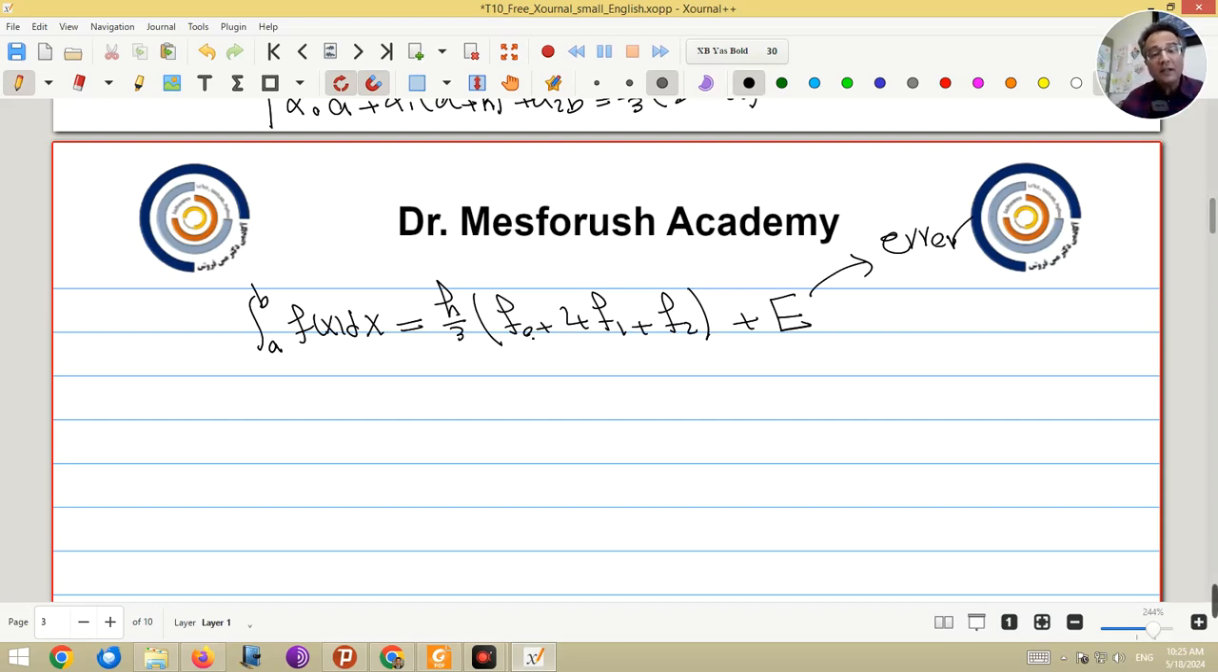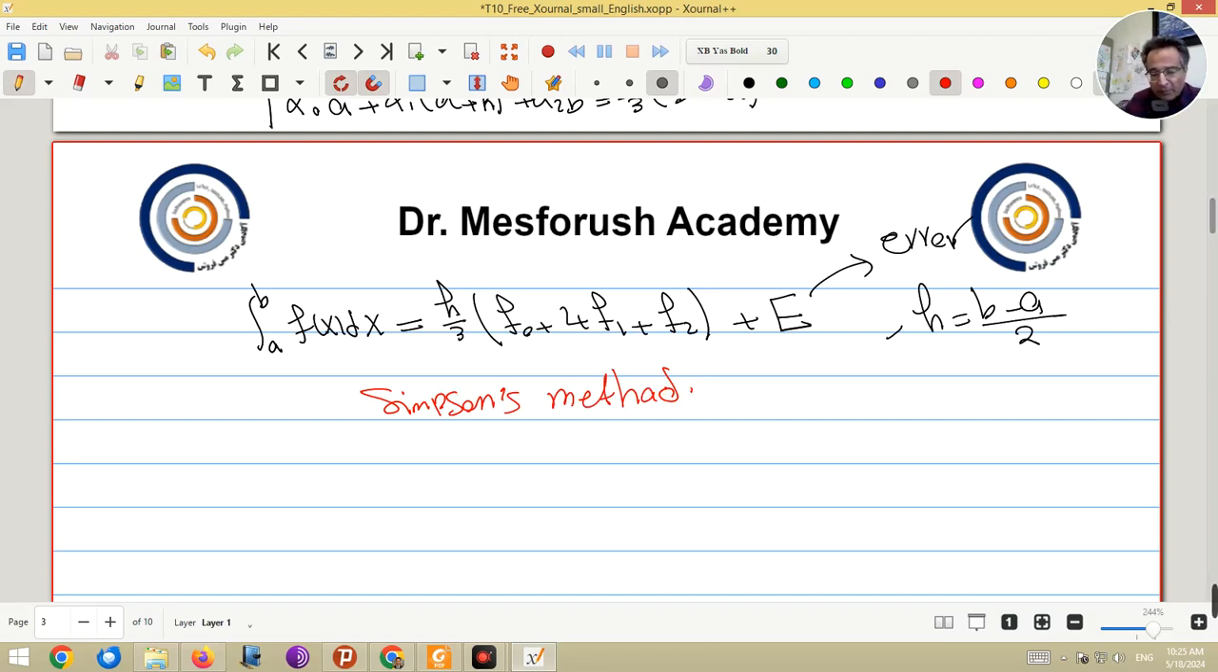Okay, so this formula is called Simpson method, and note that here h is b minus a over 2. It's not just b minus a. Okay, this formula is called Simpson method. Okay, this is Simpson method.